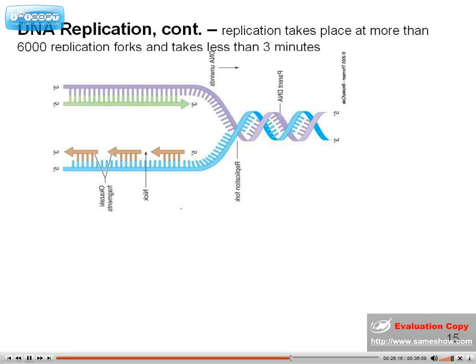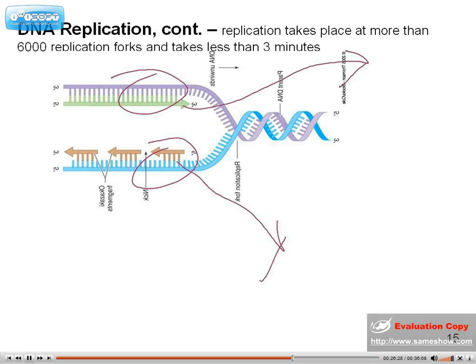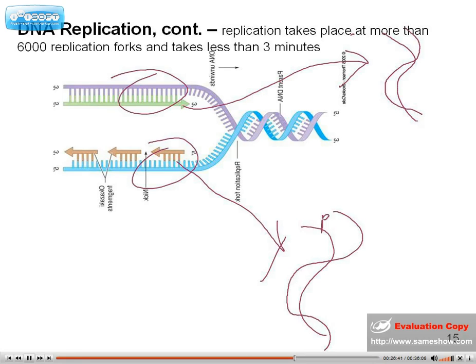We skipped straight to step four, where the unwinding continues on, and then you have two brand new double helixes, one with the parent, one with the daughter DNA. So that's my crude picture of a parent and daughter DNA, parent and daughter DNA. So here's before, parent and daughter, now you have the parent and daughter DNA.